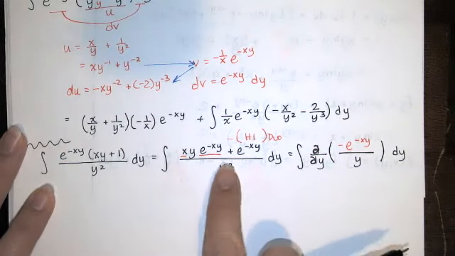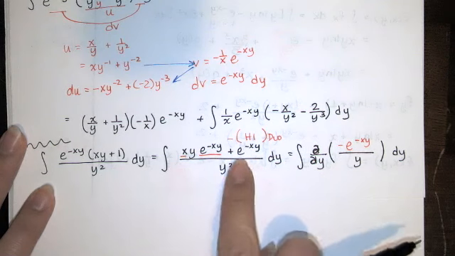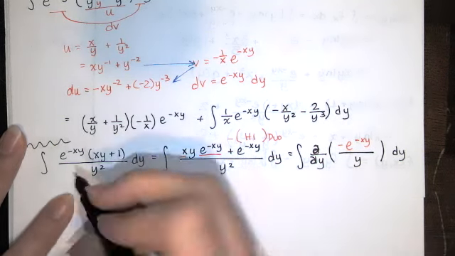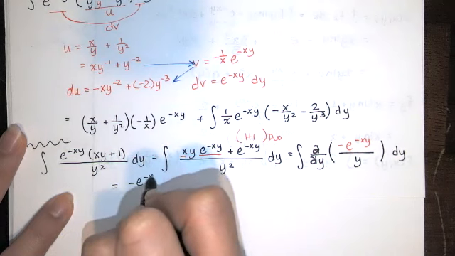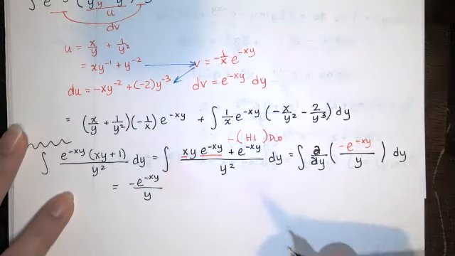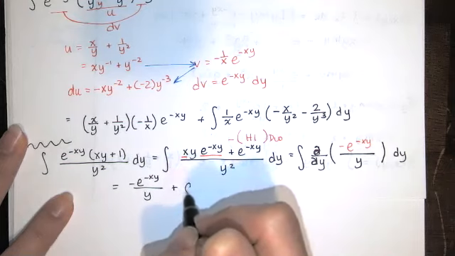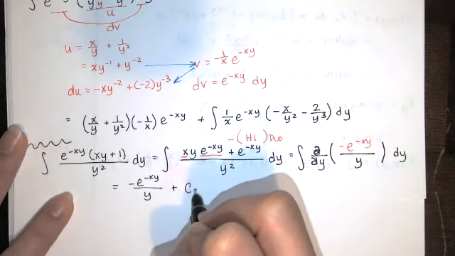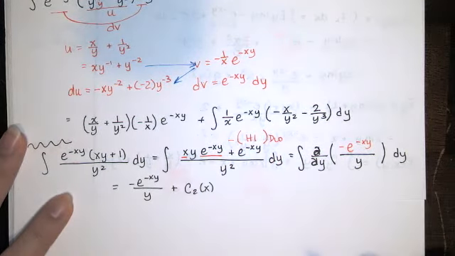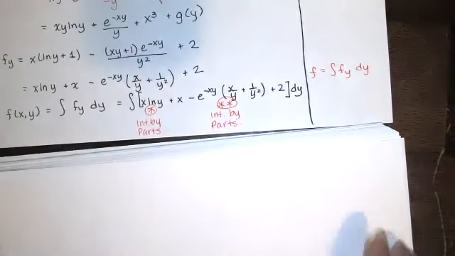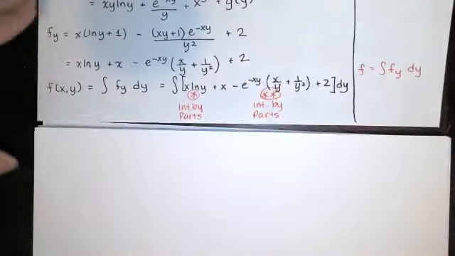But the antiderivative of this derivative is this. Plus some function that is constant with respect to y, but not necessarily with respect to x. We have c2 of x there. Okay. All right. So now we can go back to this guy and put all of our pieces together.